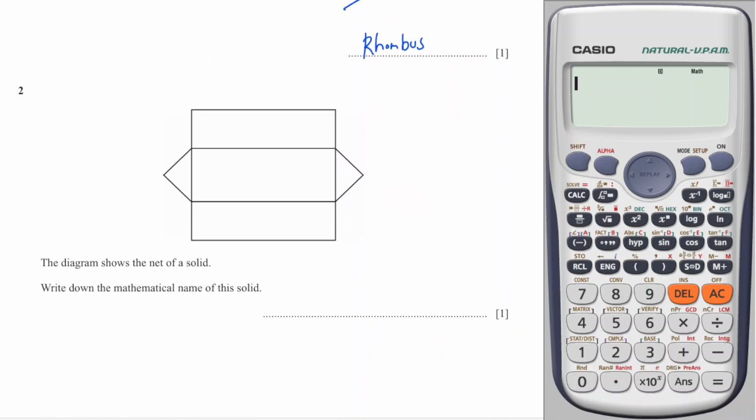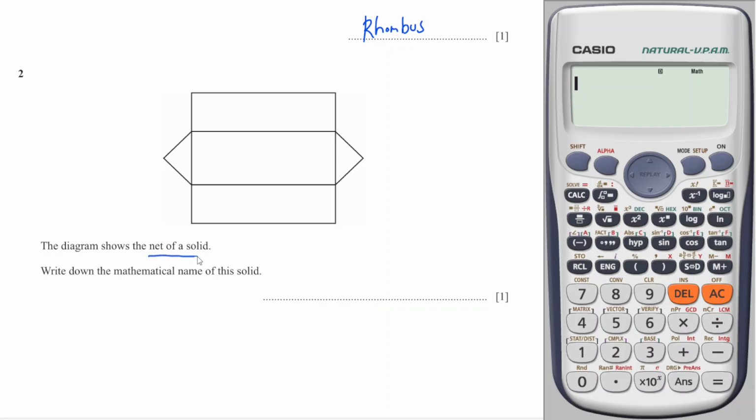And the second diagram is based on the net of a solid. Here they mentioned a net of the solid. When we close this, we will get a prism, and the base of the prism is a triangle, so it is called a triangular prism.